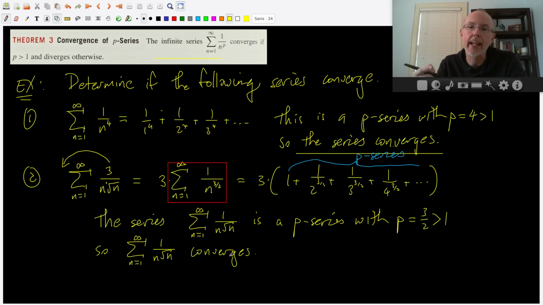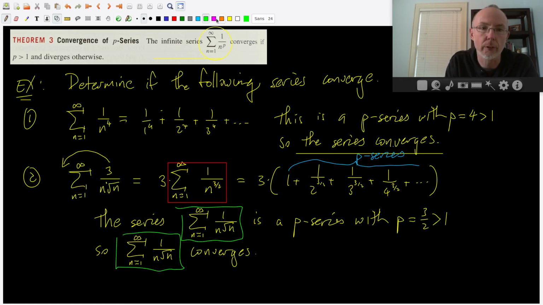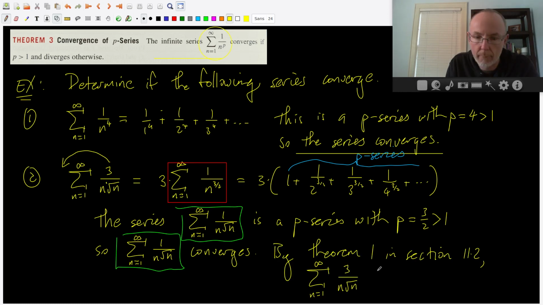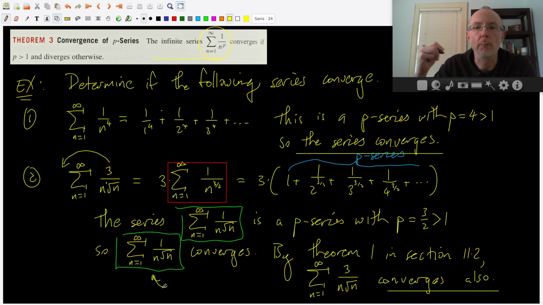Right, and this is the care you should take when you use these theorems. You should check all the conditions like I did in the integral test. You should make sure that you're actually dealing with a p-series. A p-series does not have a 3 there, so the 3 should be factored out the front, and you should think about the p-series part of it. And so we looked at the p-series part, and it converges, and then looking back in the previous section, we can use theorem 1 and say that the series we were actually asked about converges as well. Right? Because this is 3 times the p-series. And theorem 1 back in section 11.2 said if a series converges, then any constant multiple of it will converge.